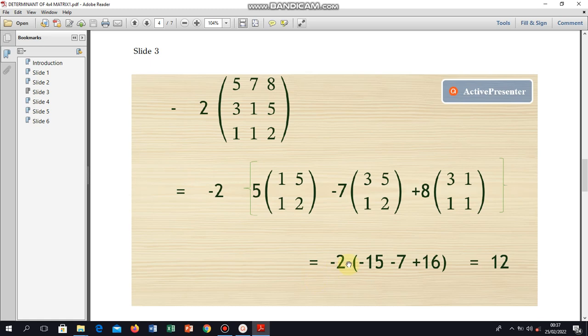So of course, there is negative 2. There is negative 15. Of course, when you do that, it is 1 times 2 minus 5.